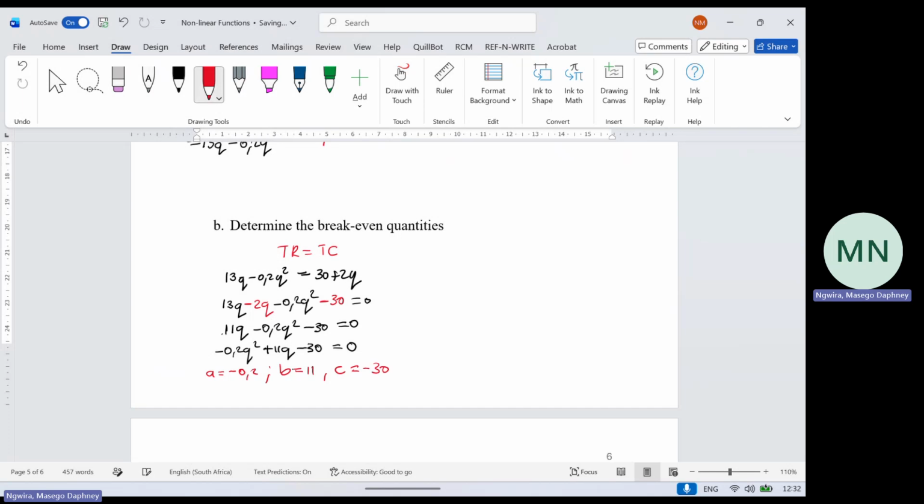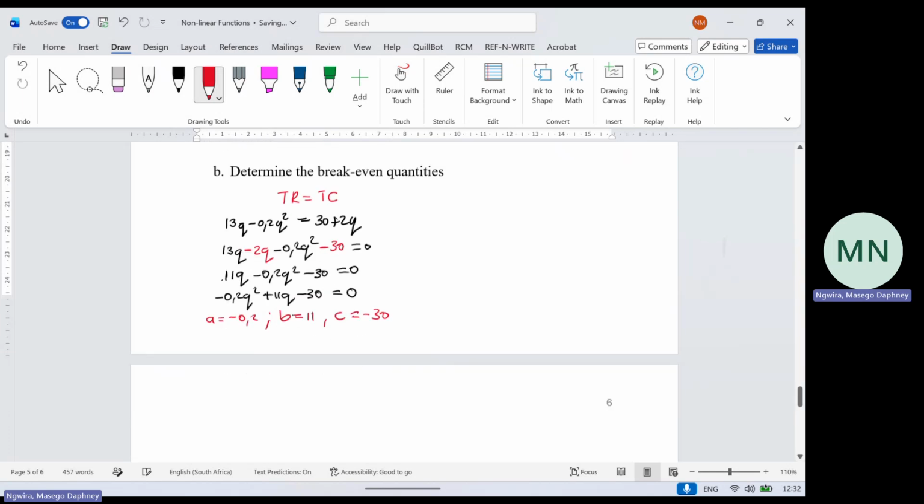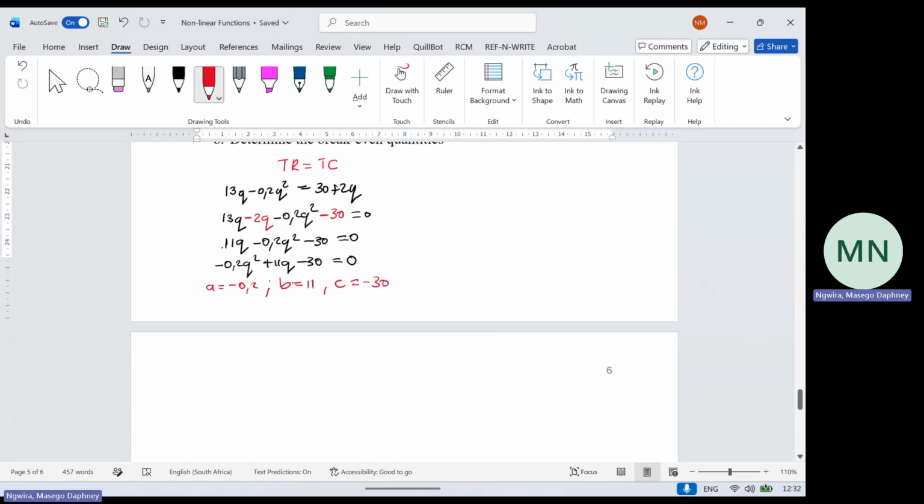Now I can use a quadratic. Remember, when you have a square, that's when you use the quadratic formula to solve for the roots, or to solve for the unknowns. I already showed you the quadratic formula. To solve for the roots, we are going to use the quadratic formula. The formula is changing: it's not x equals, but q equals negative b.